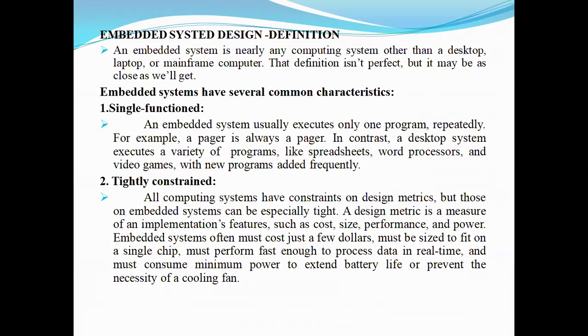The next one is tightly constrained. All computing systems have constraints on design metrics, but those on embedded systems can be especially tight. A design metric is a measure of an implementation feature such as cost, size, performance, power. An embedded system often must cost just a few dollars, must be sized to fit on a single chip, must perform fast in real time, with minimum power consumption. As usual, we expect a cheap cost, high performance, and a compact size. These are the expectations when we go to buy an embedded system. That's why the constraints are called tight constraints.